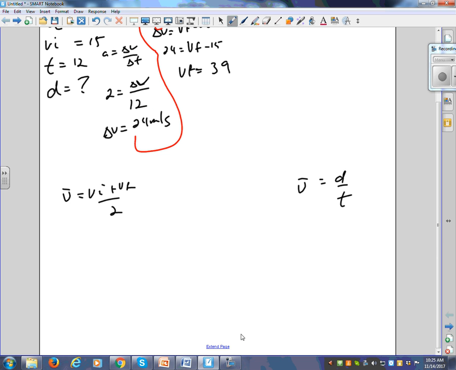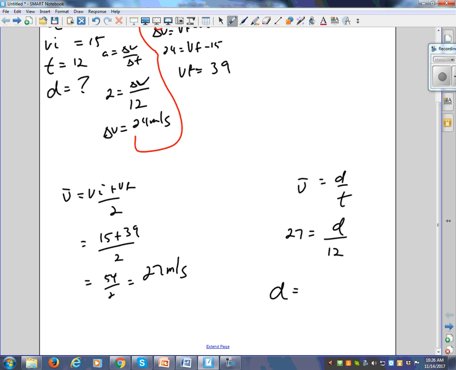Now that I got that, the average velocity is going to be 15 plus 39 over 2. Well, 15 plus 40 is 55. So one less than that is 54, right? 54 over 2, which is 50 divided by 2 is 25, and 4 divided by 2 is 2. 25 and 2 is 27. 27 is equal to D over 12.